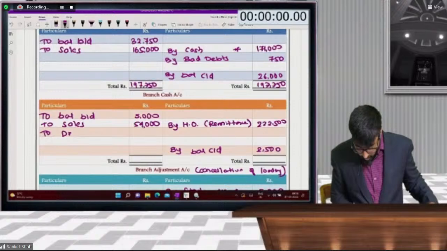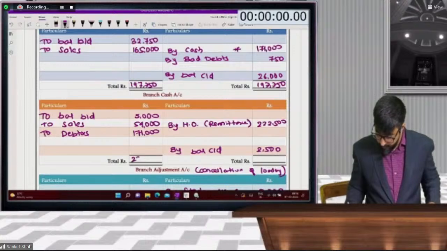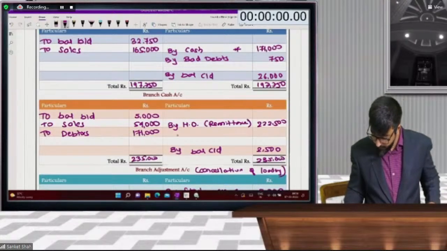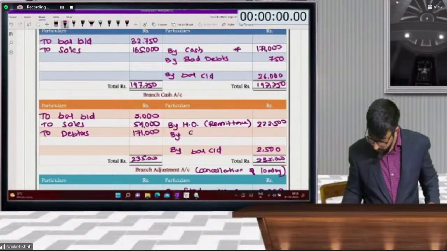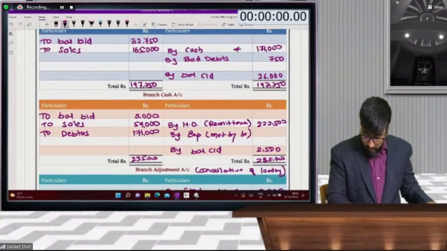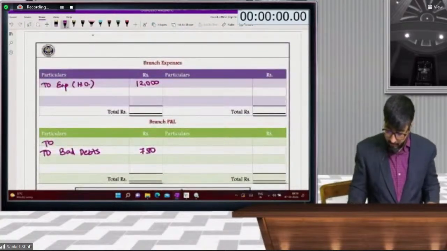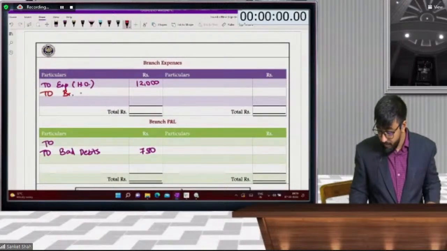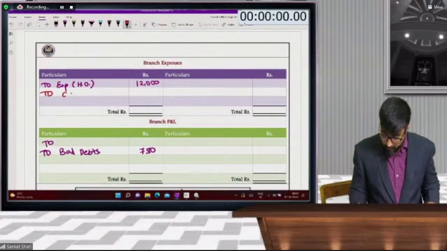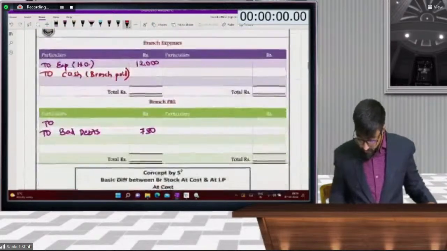Cash च्या डेबिटला 2 debtors. $1,71,000. $235 by expenses made by branch $10,000 star mark and expense च्या डेबिटला 2 to cash. Branch paid how much? 10,000.